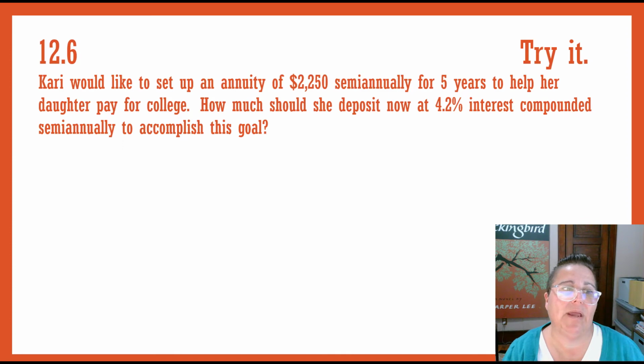So in this problem, we have an example where Carrie has a daughter that's going to college. Carrie has the funds now to put some money away so that her daughter can draw on that over the next 5 years as she works her way through college. Carrie has the availability of 4.2% interest compounded semi-annually.